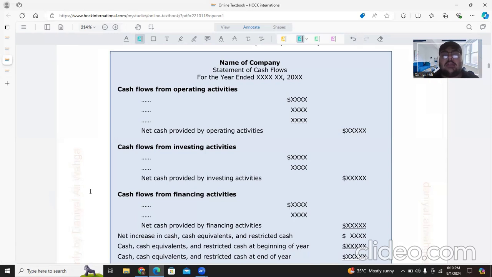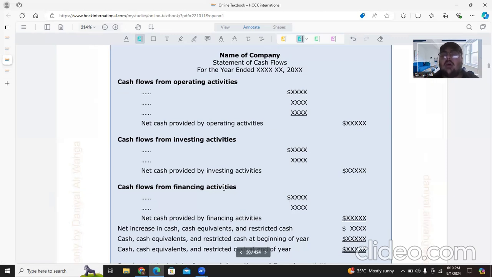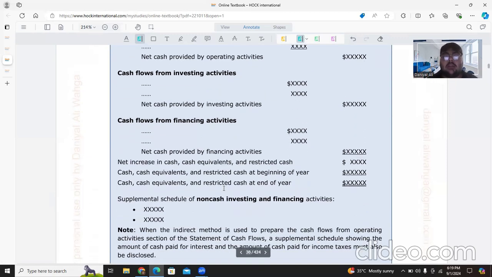First of all, you mention your cash flow from operating activities, then you show your investing activities, later on moving towards your financing activities. If you see all of these, then you get to see the net increase in cash, cash equivalents, and restricted cash during the year. So this is the during-the-year movement.